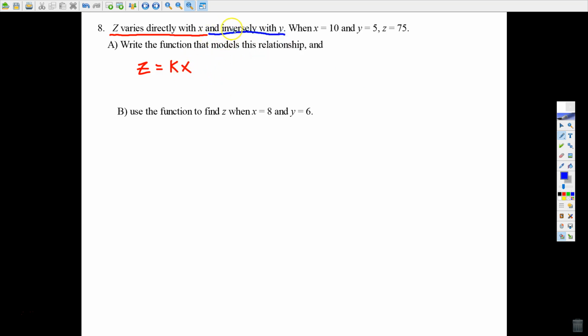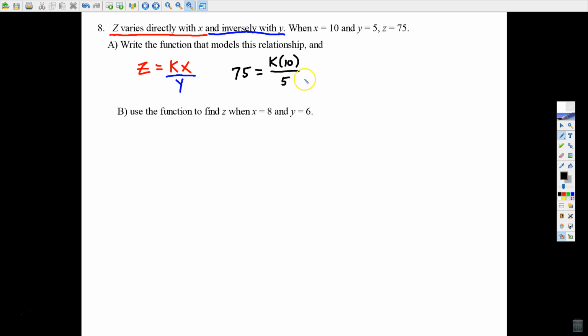All right, so here's what that means. Inverse variation always implies division, in this case, by Y. Okay, so direct is multiplication, inverse is division. And then let's follow that up. Notice the next sentence: they provided us with variable values for everything except for K. So that's a clue for you that you are supposed to find out what K is. All right, so Z is 75. Solving for K, X is 10, and Y is 5.